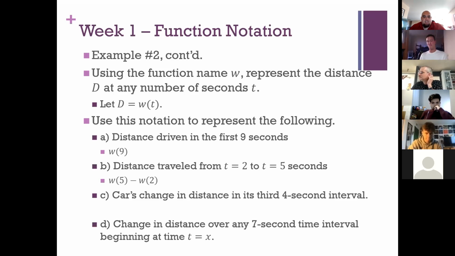All right, how about the car's change in distance in its third 4-second interval? All right, Dong says W of 12 minus W of 8. Ben agrees with him. So does Kevin. All right, so W of 12 minus W of 8. Very good. All right, and then finally, the change in distance over any 7-second time interval beginning at some time of X seconds.